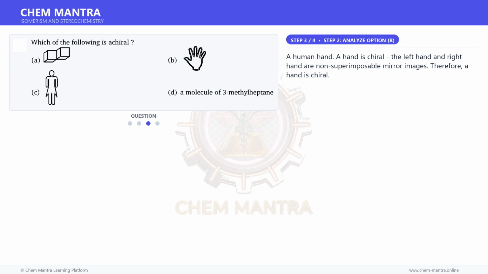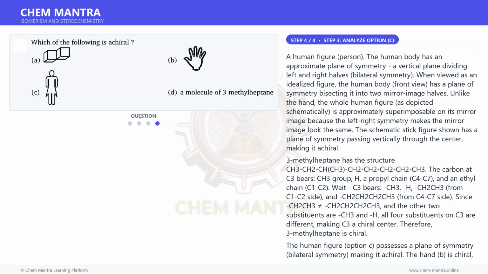Moving on to the next step. A human hand. A hand is chiral. The left hand and right hand are non-superimposable mirror images. Therefore, a hand is chiral. And for the final step.